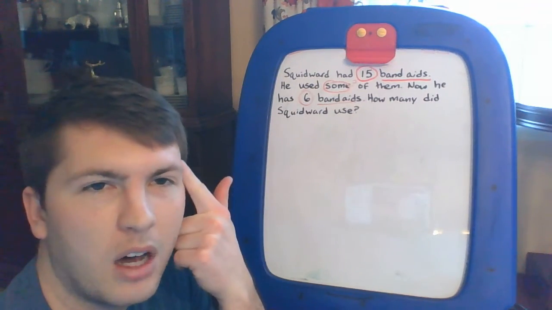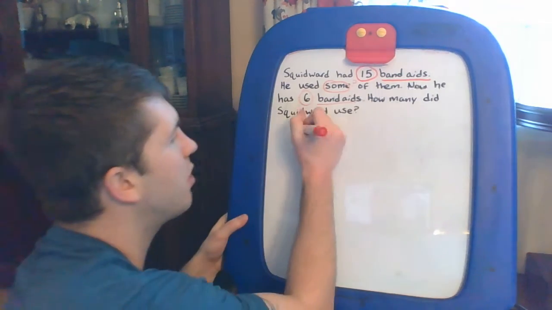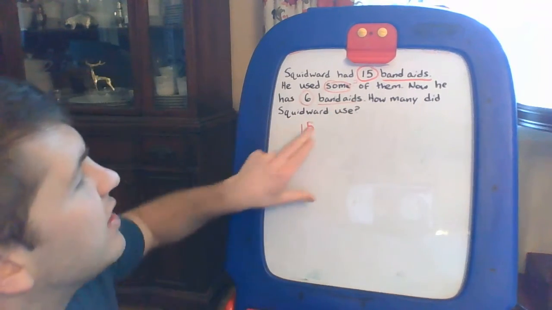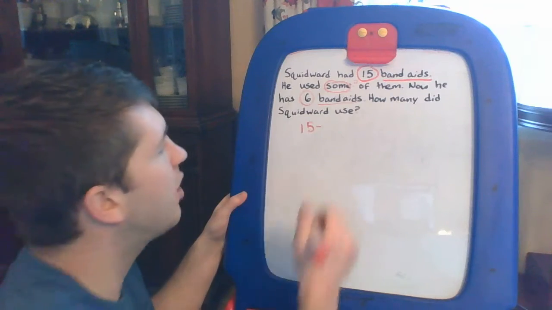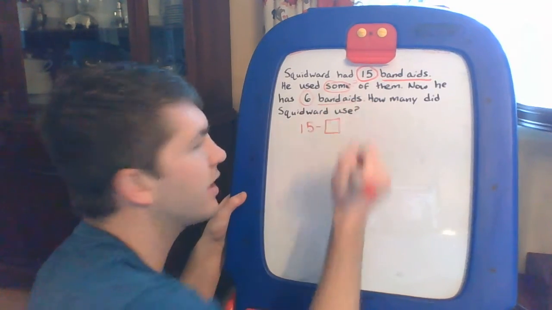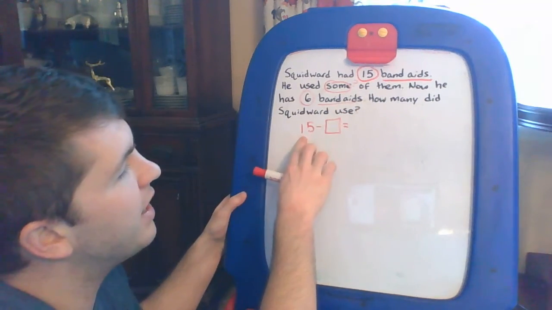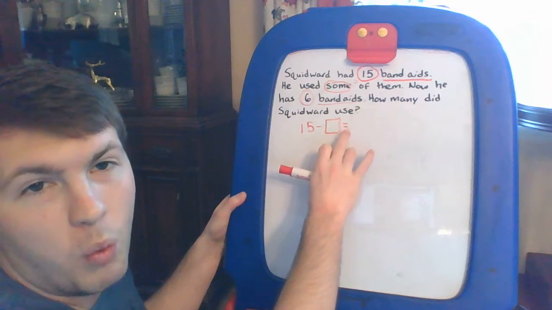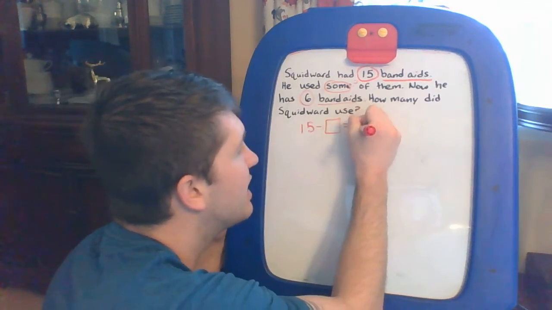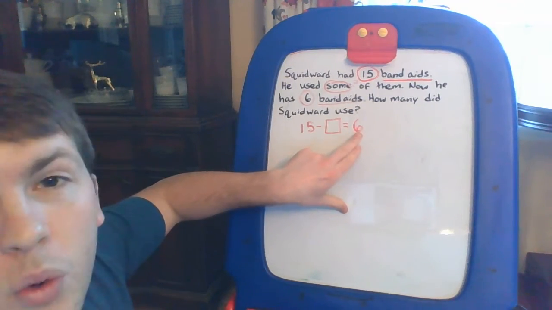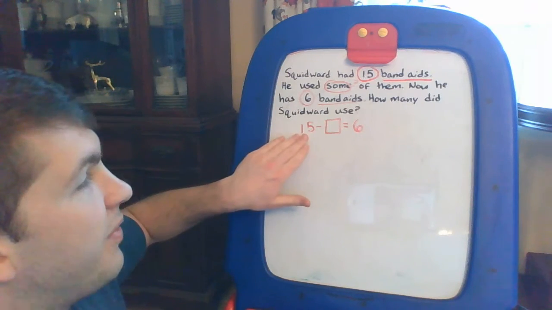So I'm thinking to myself, he had 15 band-aids to start. It's not going to be any more than that. So I'm going to start with my 15. That's where he started. I have to take away some amount of band-aids. I don't know how many. So I'm going to draw a little box here because that's where my answer is going to go. And I need to figure out how he got from 15 band-aids. We took away some. What does it equal? It has to be the same. This side of the equation has to be the same as 6 because he ended with 6 band-aids.